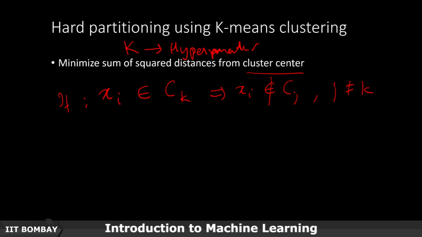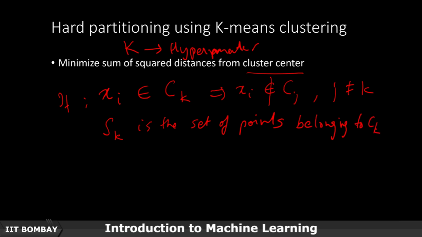So let's take the set of points, Sk. Sk is the set of points or set of samples belonging to ck. So this is all the points that belong to the cluster ck. So what we want to do is minimize, by changing ck, minimize over ck the sum of squared distances.